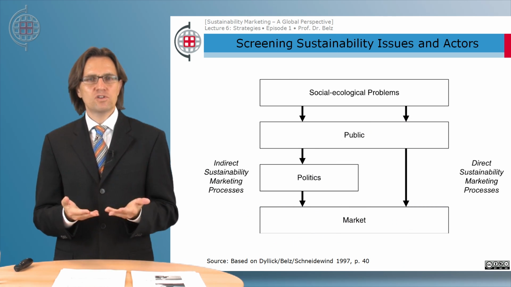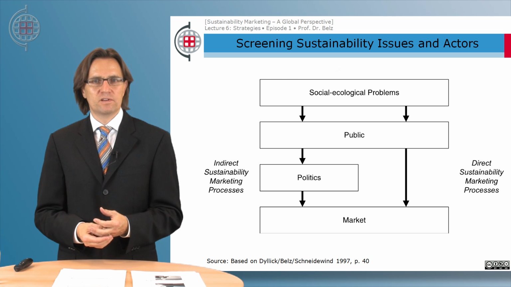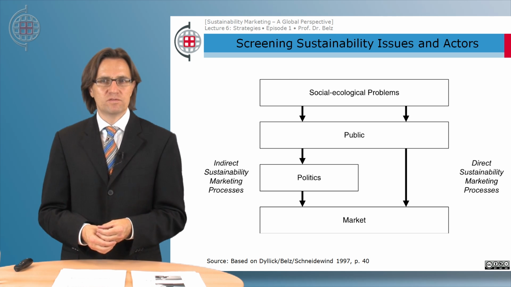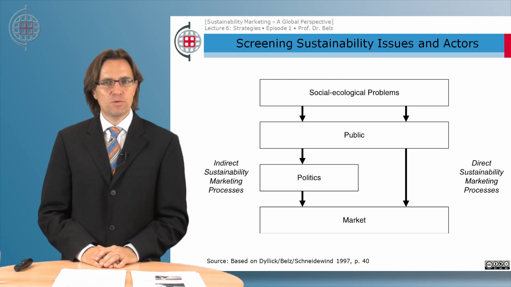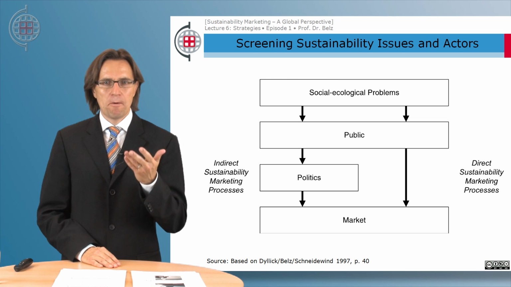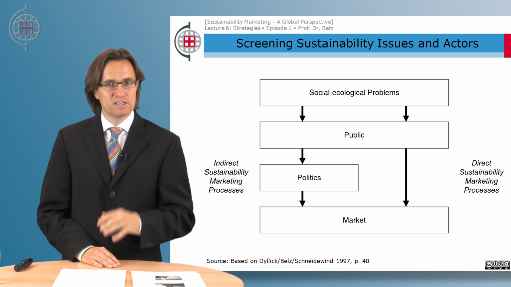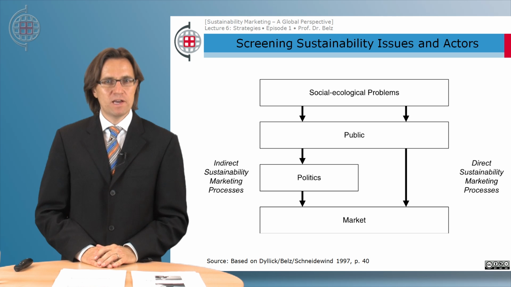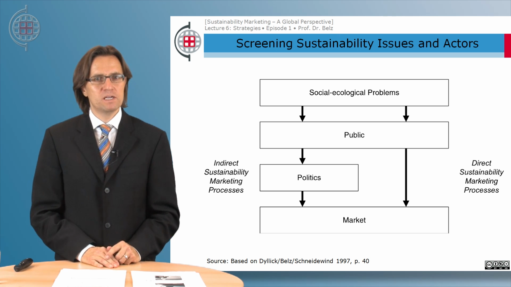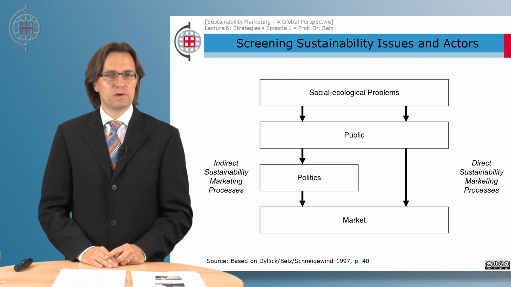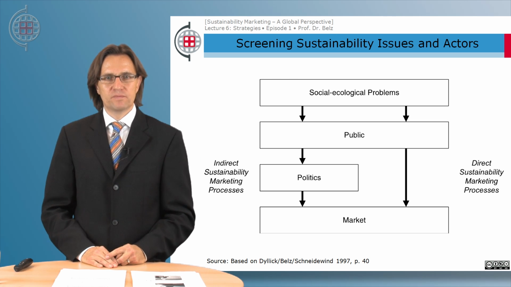If social and ecological problems become an issue, if they get media attention, the question is, how does it turn into market and marketing issues? Basically, there are two different ways. The first one would be indirect sustainability marketing processes.